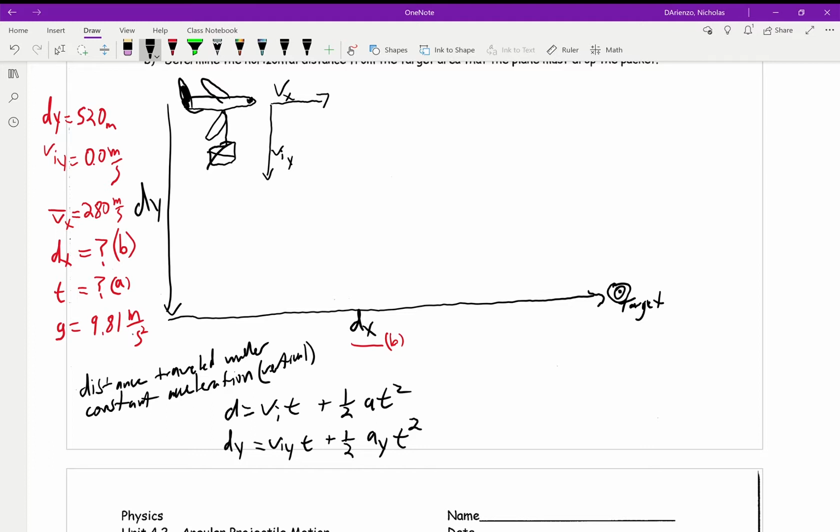Let's see what we have here. We know the distance in the y. The distance in the y is, and I'm going to move this up to here, 520 meters. And that's equal to our initial velocity in the y, which is 0 meters per second, times time, which will give us a product of 0, plus 1/2 our acceleration in the y, 9.81 meters per second squared, times time squared.